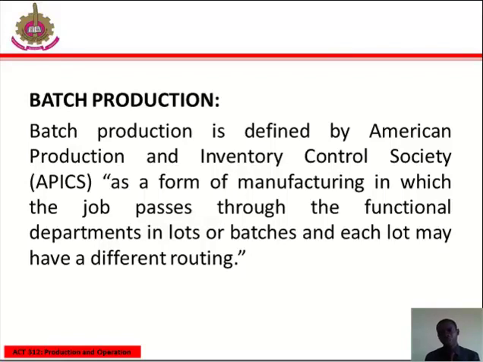When plant and machinery setup is used for the production of an item in a batch and a change of setup is required for processing the next batch. Also, when manufacturing lead time and cost are lower as compared to job order production. So these are some of the characteristics of a batch production system.